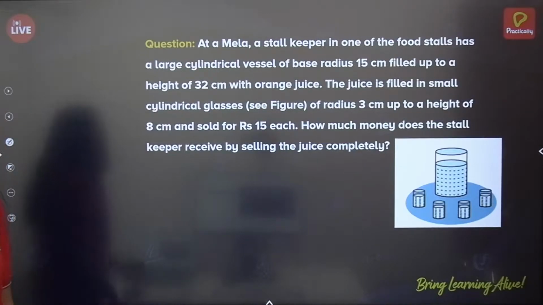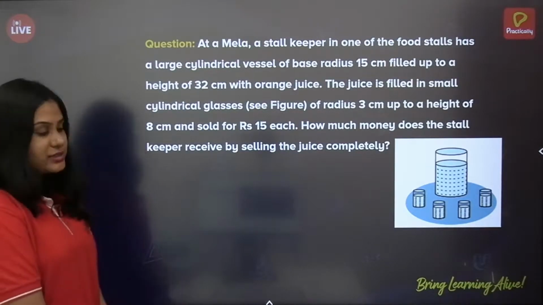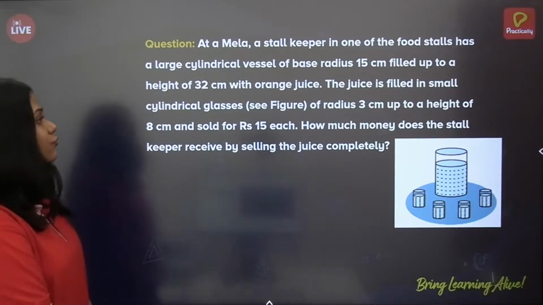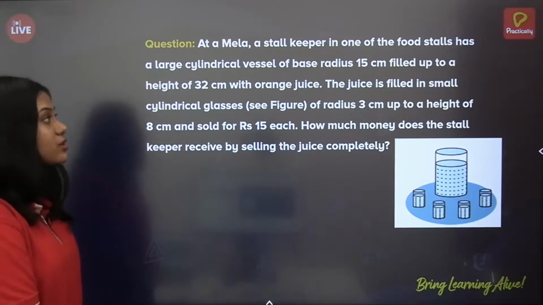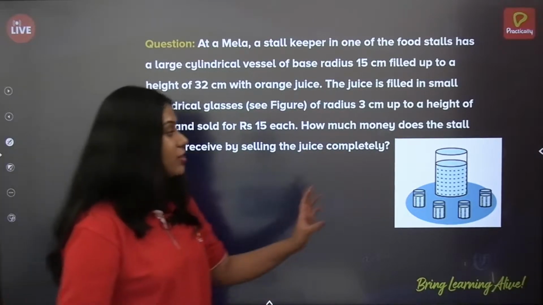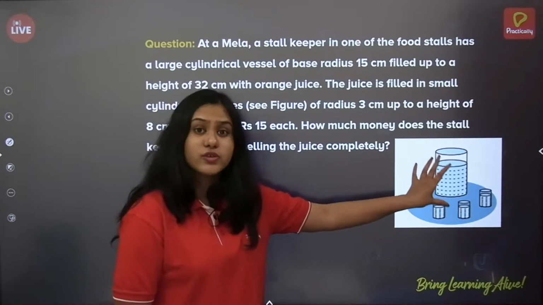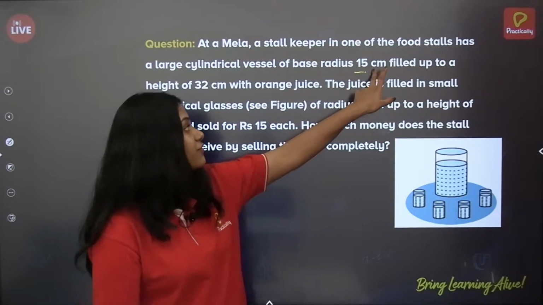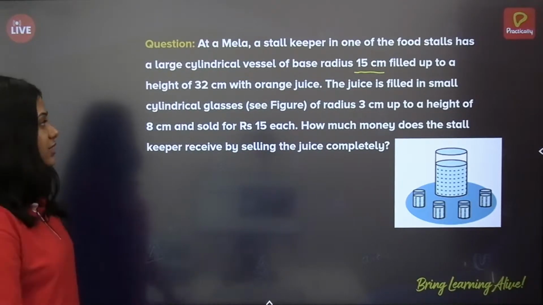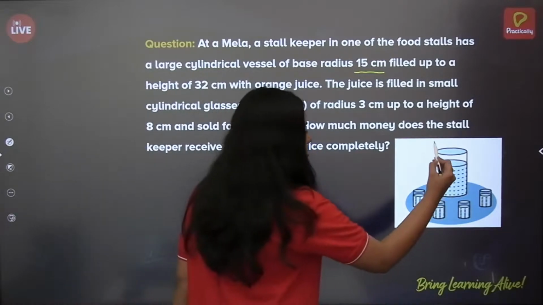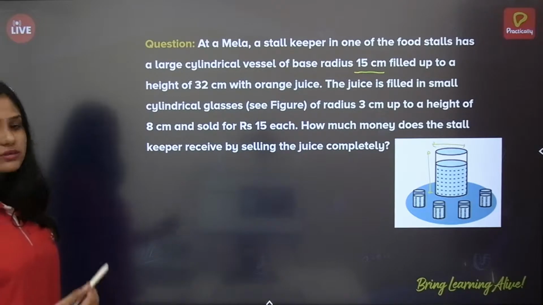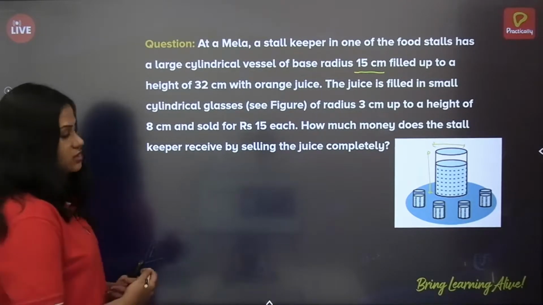Next. Okay, such a big question, right? Let's read it. At a mela, a stall keeper in one of the food stalls has a large cylindrical vessel of base radius 15 centimeters. So here, if you are seeing a big cylinder, the base radius of this big cylinder is how much? 15 centimeters. It is filled up to a height of 32 centimeters. So the height and the radius are given. That is 15 centimeters and 32 centimeters.